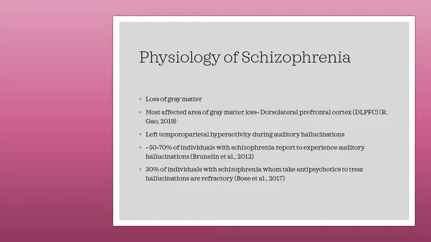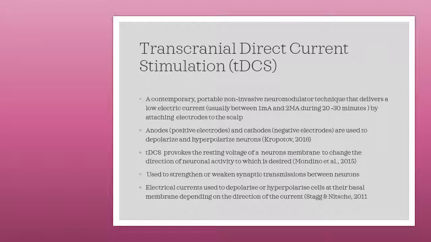One potential approach is transcranial direct current stimulation, which has been found to be clinically effective in reducing persistent auditory or visual hallucinations among schizophrenics. What exactly is tDCS? tDCS is a contemporary, portable, non-invasive neuromodulation technique that delivers a low electrical current to the scalp. It involves applying an anode, which is a positive electrode, and a cathode, which is a negative electrode, to brain areas, which causes depolarization or hyperpolarization of neurons.